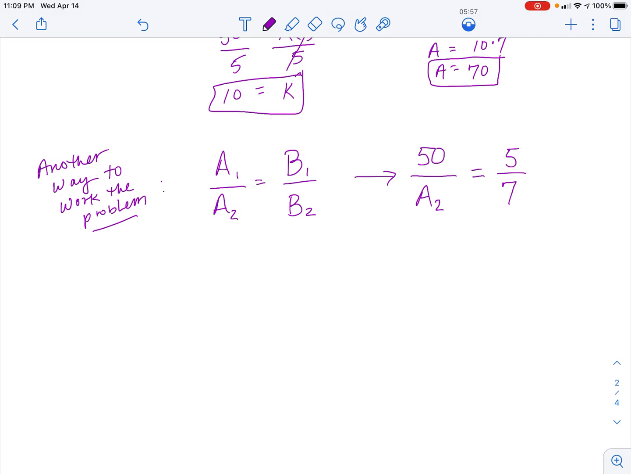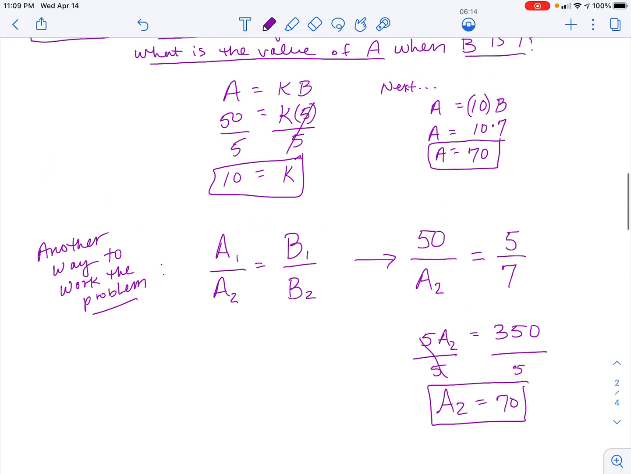And watch how this would work then. We'd have 5 times A sub 2 equals 7 times 50, which would be 350. We can divide both sides by 5 to isolate the variable, and A sub 2 would equal 70.